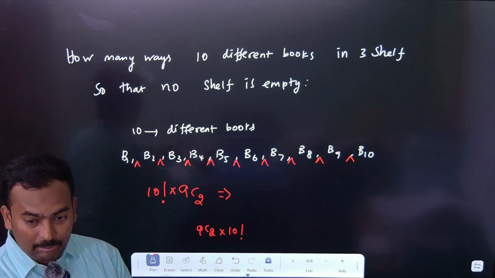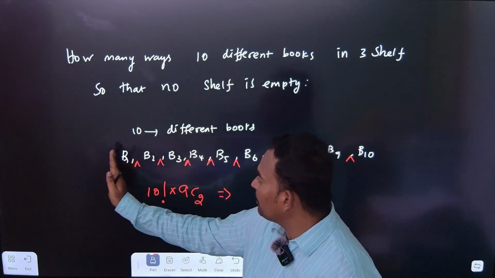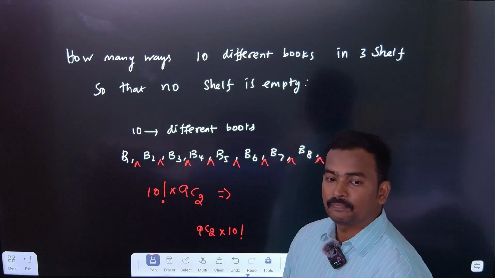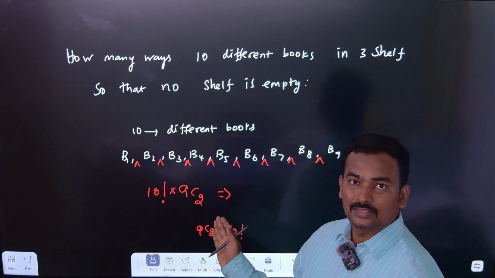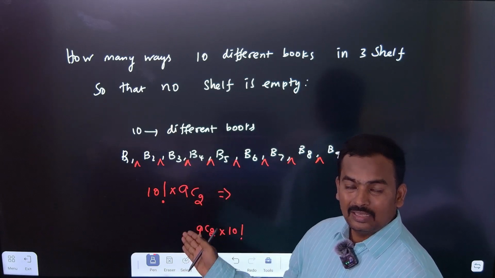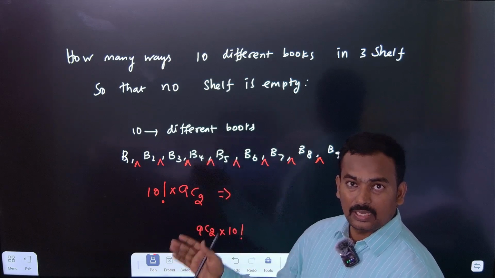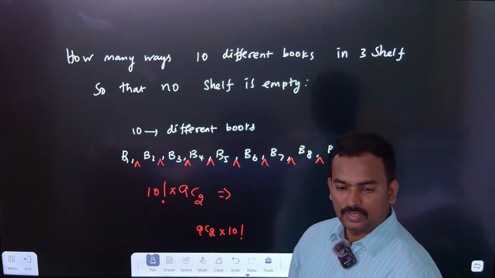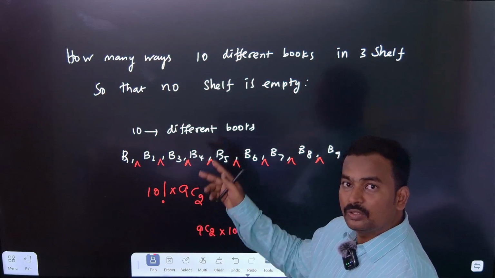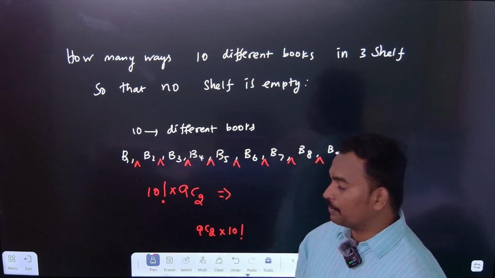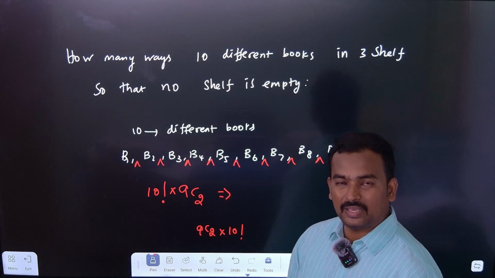Gaps depend on the shelf not being empty, no? You should not select before B1 or after B10. That's why we are avoiding this. We are selecting the bars between the books, right? There are 9 gaps. You have to insert the 2 bars. Then only we can make 3 shelves. Clear? So therefore 9 gaps are there. You have to select 2 gaps. You have to fill the bars. You have to divide the group. So 3 groups, right? Therefore 9C2 into 10 factorial ways, right?